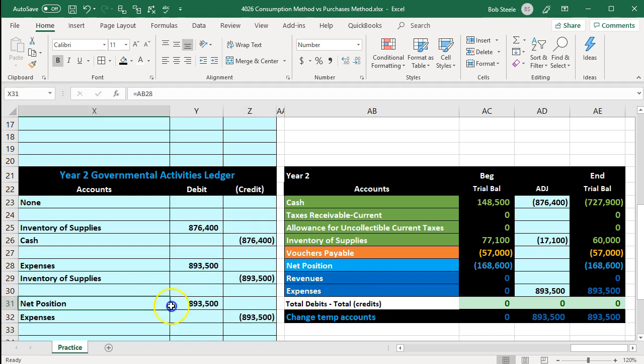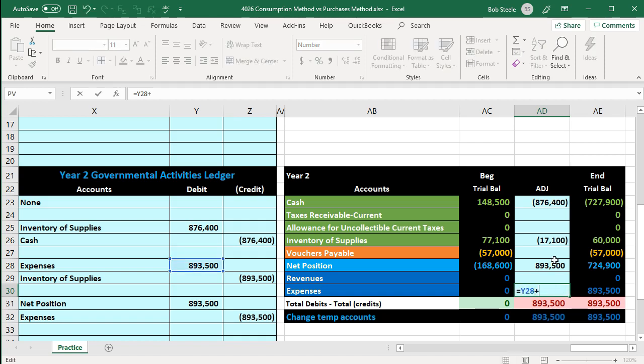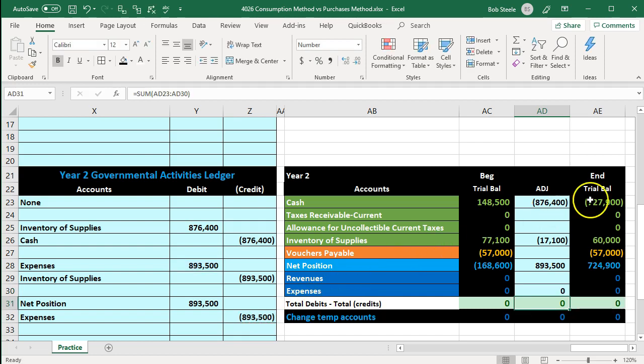So there we have the net position. Net position, we are in AD28 equals the debit. And then the expenses, here's the expenses, AD30, something's in it, double click on it, go to the end of it, plus. We've got the 893,500 and enter. So now once again we have the assets minus the liabilities, 724,600, and that's going to be in what would be for profit, the equity section, and it's going to be here the net position, or the assets minus the liabilities.